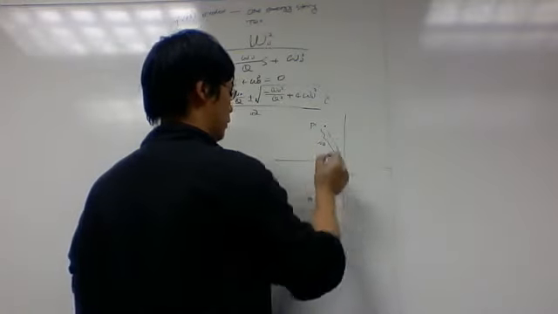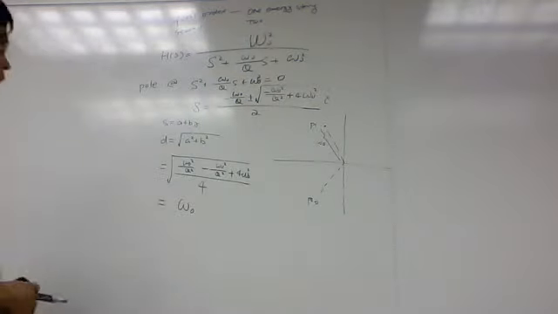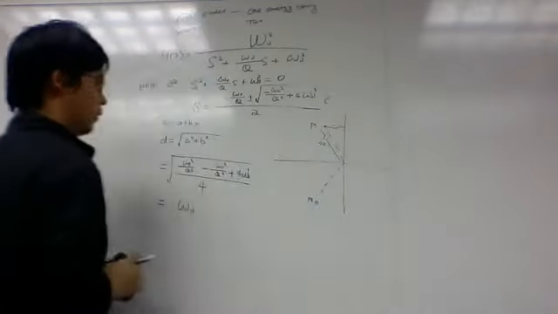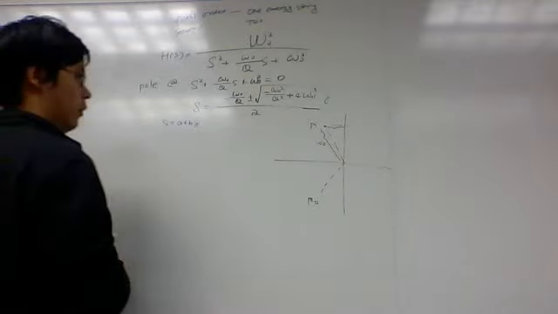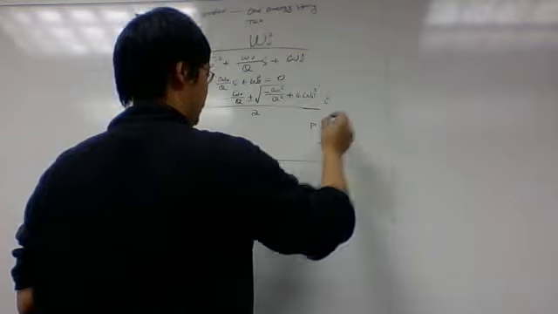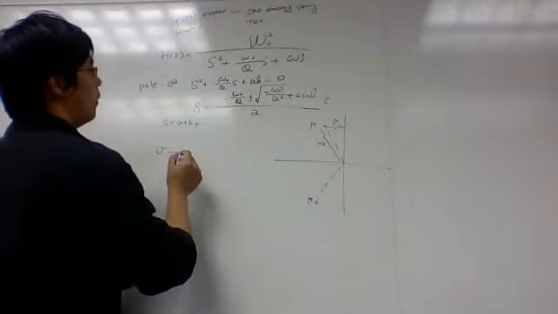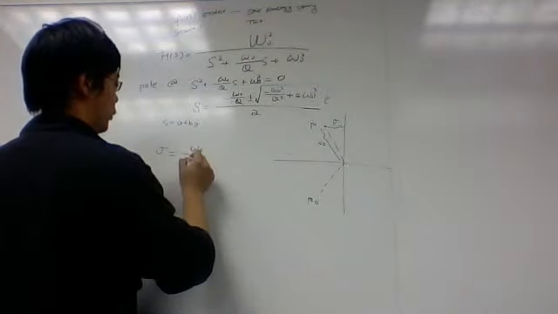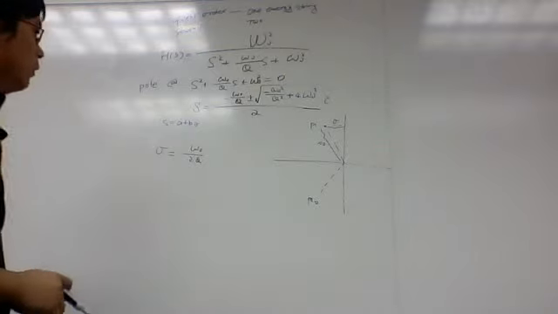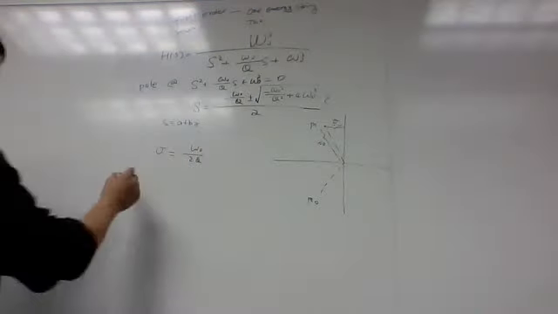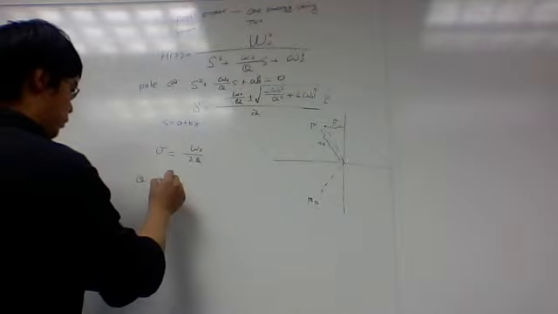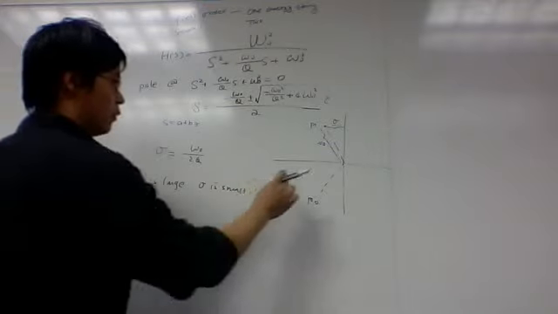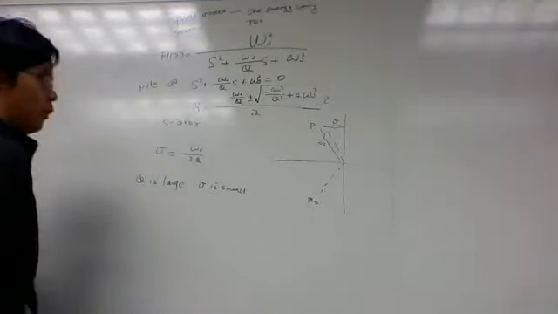Okay. So the distance between your pole and the origin is omega naught, your natural frequency, and the distance to the j omega axis, that's your real part, right? This part is your real part, omega 0 over 2Q, right? So if Q is large, that will be small, right? That means your pole will be very close to the j omega axis.